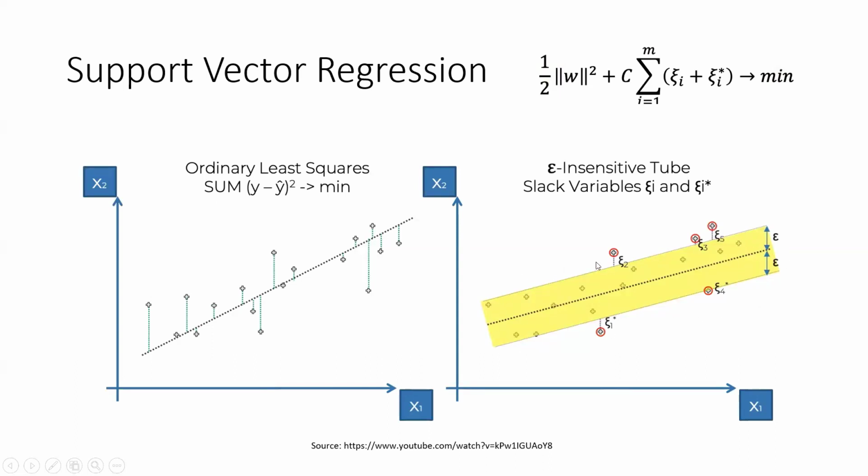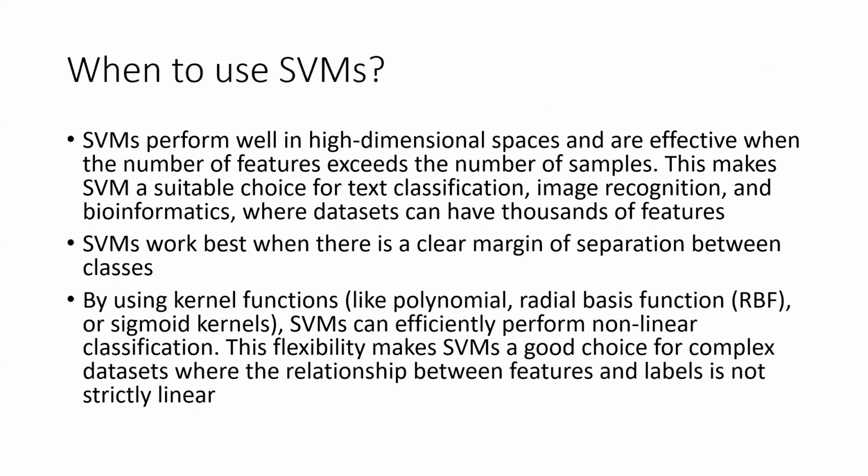All the data points that are inside this epsilon insensitive tube are considered okay. That means they are not considered for error or loss calculations, and only the data points outside this epsilon insensitive tube would be considered as support vectors, and their errors are calculated using these psi terms and psi star terms, right? And they are optimized using this kind of optimization function. We are not going to discuss that much in this lesson, but this is what it does.